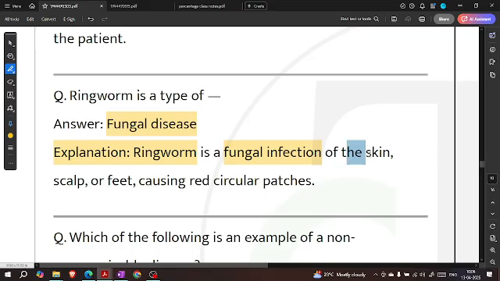Ringworm is a type of fungal disease. Ringworm is a fungal infection of the skin, scalp, feet causing red circular patches.